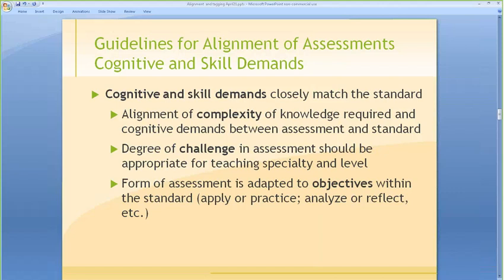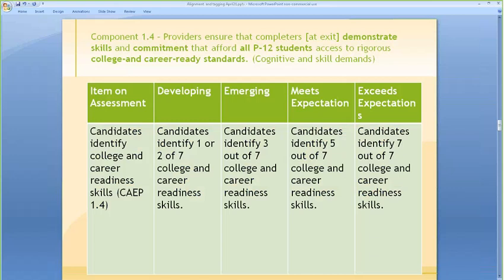And of course that the form of assessment is adapted to the objectives. Is it about applying, or is it about practicing? Is it about analyzing, or is it about reflecting? Okay, so we've got 3 new dimensions here, in addition to the content of the standard and the range, the other items we looked at in relation to content. Now we're looking at cognitive and skill demands. So we talked about it a little bit in the last example. Now I'm going to share a new example with you, and we'll talk through that.